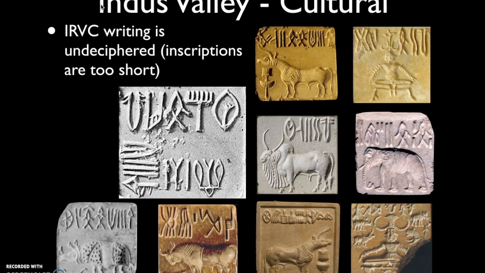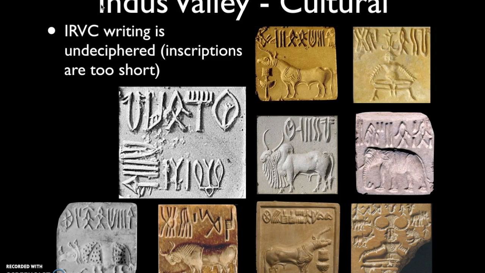The inscriptions for the Indus River Valley script tend to be small. They're located on these seals, which are again very tiny, and so there tends to only be 4, 5, 6 characters long, and therefore the researchers who have been trying to decipher the script don't have enough examples to be able to formulate patterns, to be able to decipher and decode the Indus River Valley script.